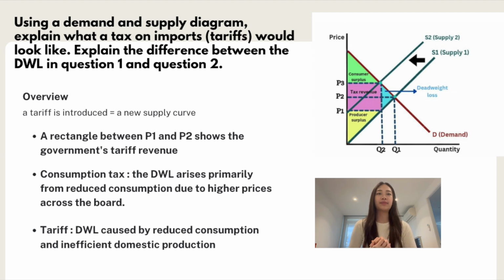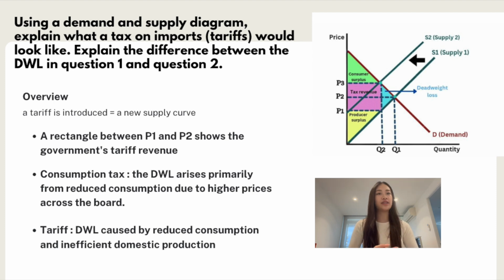Using a demand and supply diagram, explain what a tax on imports, called tariffs, would look like. Explain the differences between the DWL in question 1 and question 2. And the thing we're going to be talking about is a tariff.